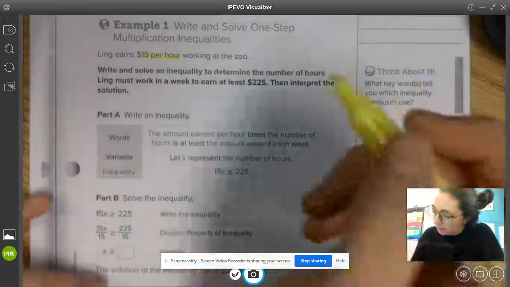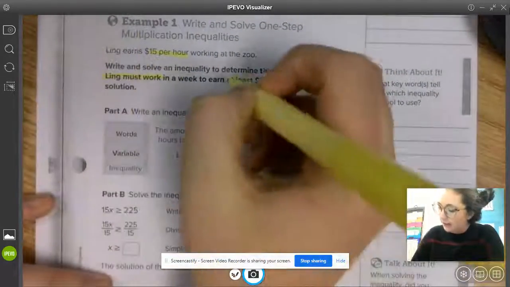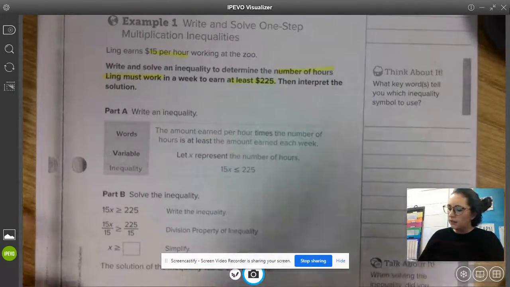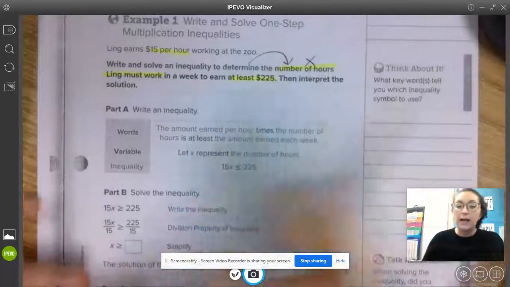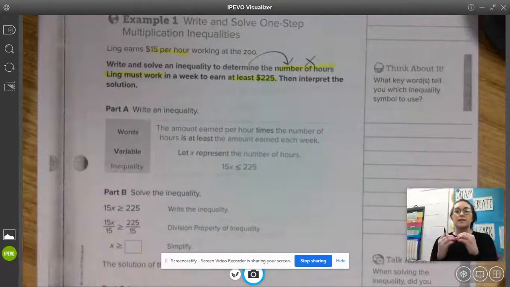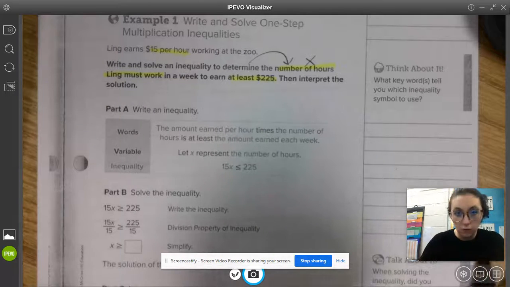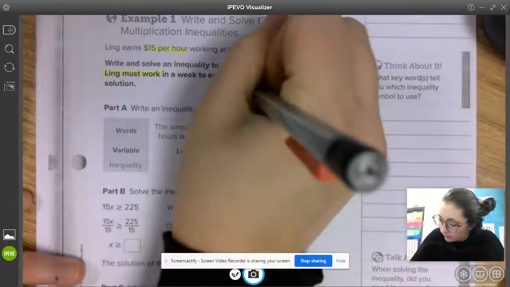Write and solve an inequality to determine the number of hours Ling must work in a week to earn at least $225, excuse me. Okay, so it asks me to determine this. That means that's what I do not know. So that's what X is going to represent, okay? So he makes $15 an hour, and he wants to make at least $225. So he's not going to be upset if he makes more than $225. So this symbol is going to be greater than or equal to.